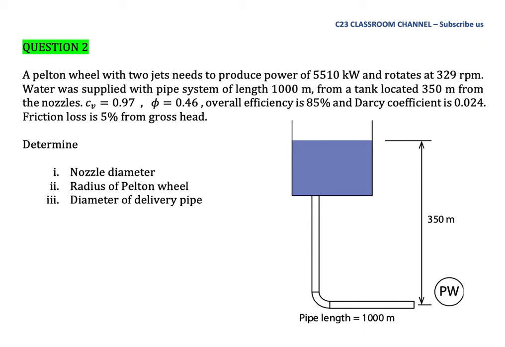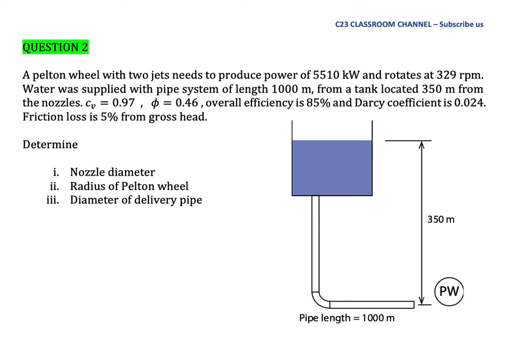Turbomachinery Pelton Wheel Tutorial, Question number 2. A Pelton wheel with two jets needs to produce power of 5,510 kilowatt and rotates at 329 rpm.